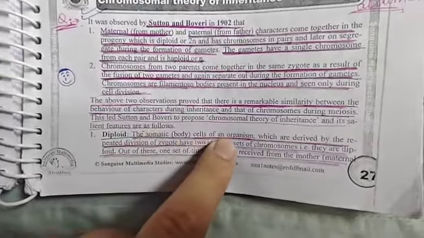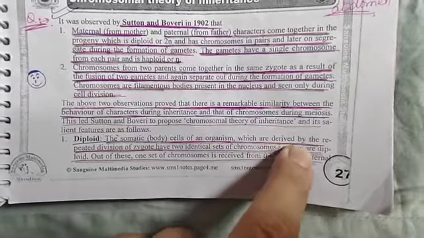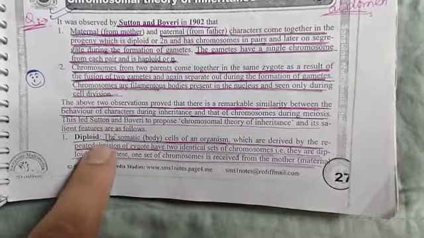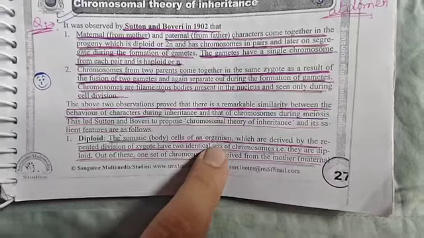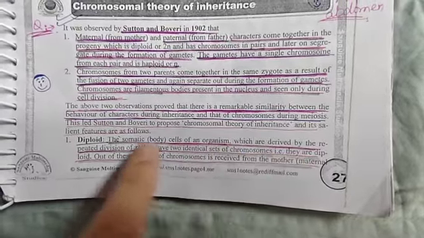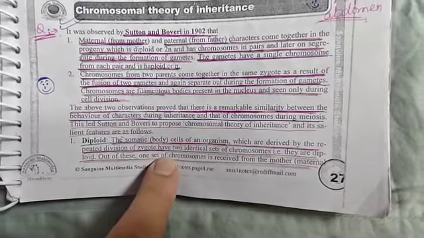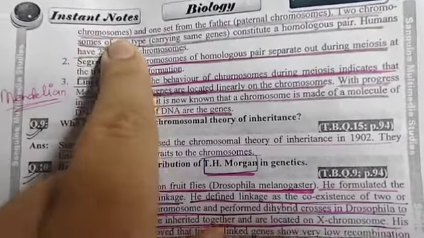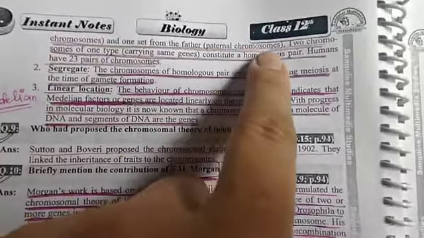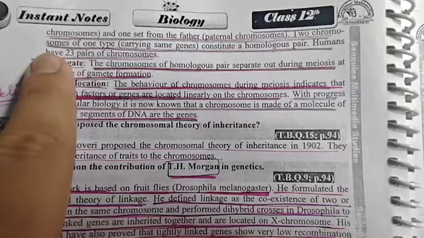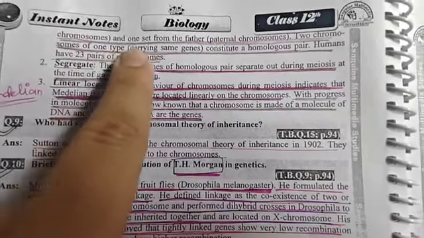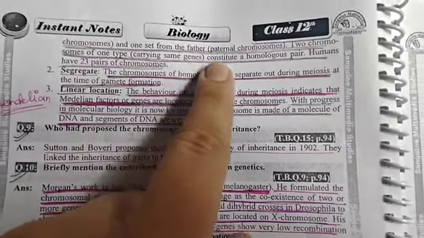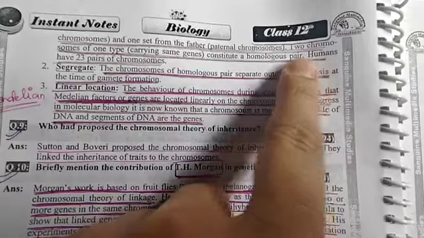The somatic body cells of an organism, which are derived by the repeated division of the zygote, have two identical sets of chromosomes, that is, they are diploid. Out of these, one set of chromosomes is received from the mother, which is maternal chromosomes, and one set from the father is paternal chromosomes. Two chromosomes of one type carrying the same genes constitute a homologous pair.